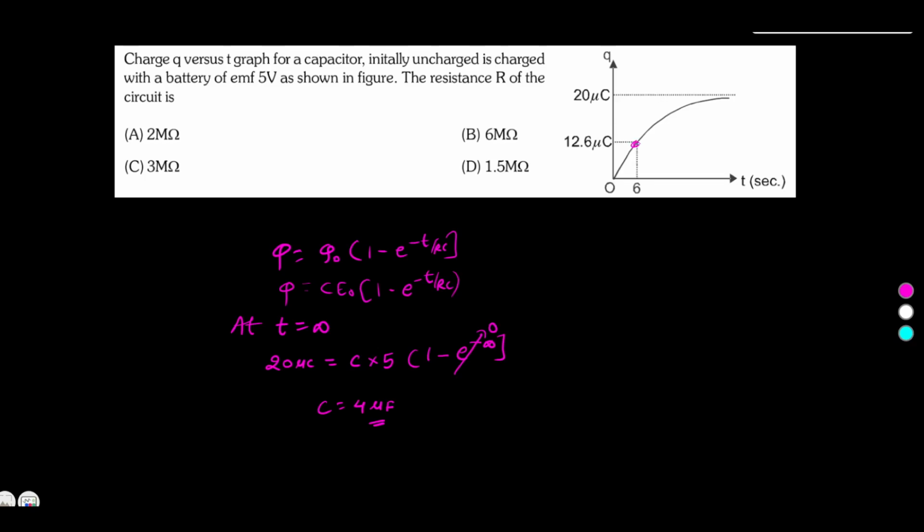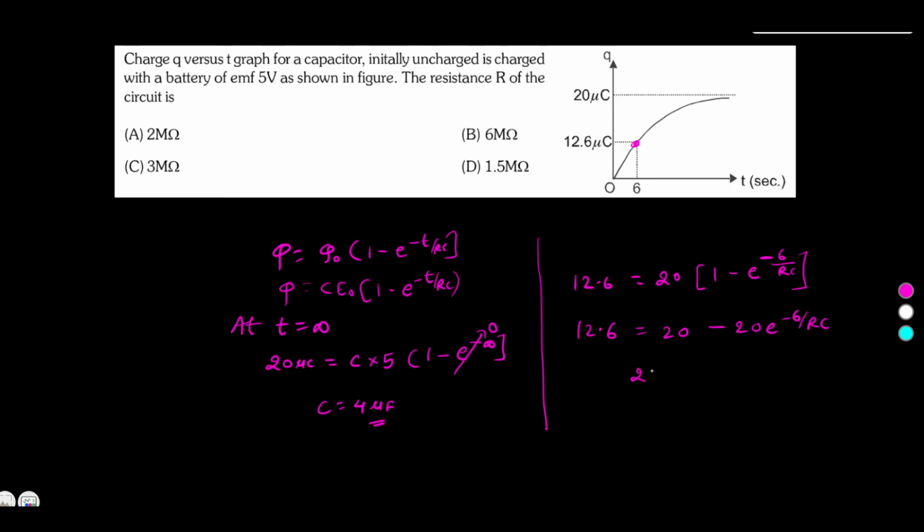Now we will use the second condition. It is said that when Q is 12.6, we have calculated Q naught as 20, and then this is 1 minus e raised to the power minus t. T is basically 6 seconds, so minus 6 by RC, where C is known to us, that is 4. So in the last I will substitute this value. So I will get here 12.6 equals to 20 minus 20 times e raised to the power minus 6 by RC. So this will become 7.4.